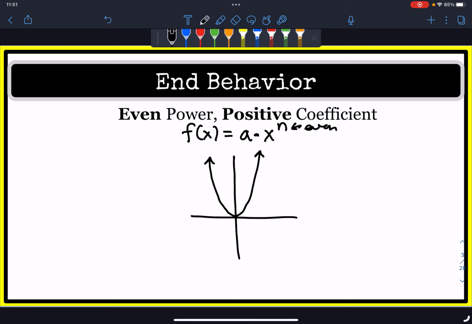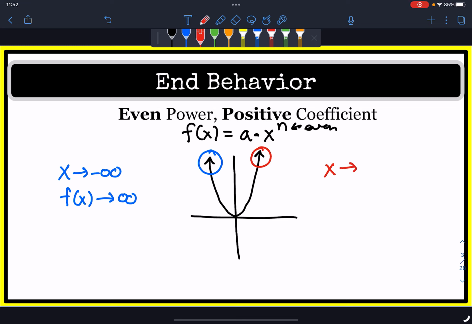where the left end of the parabola, or this function, is going to be pointing upwards, which we are going to describe using arrow notation as saying this. So the left end is increasing without bound. So using arrow notation, we say that as x decreases, the function values increase without bound. And on the right side, since it's also pointing upwards, we say that as x increases without bound, as x approaches infinity, the function value approaches infinity as well.